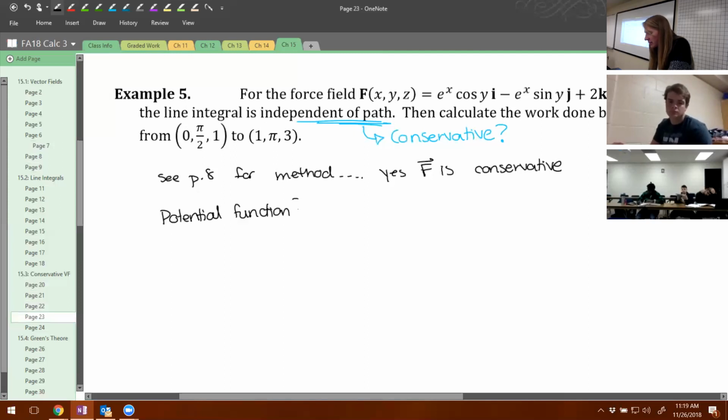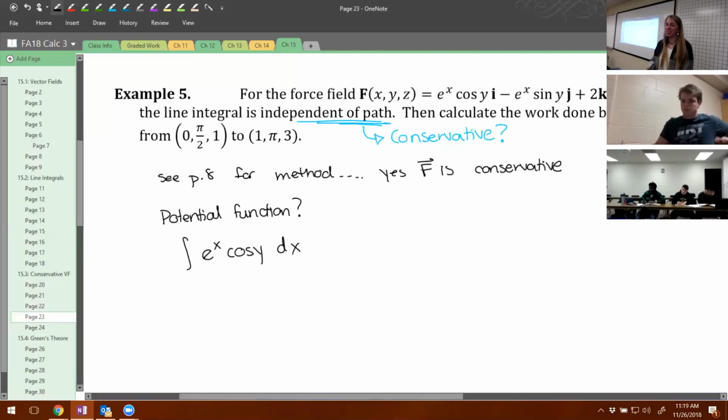Use that time to do this. Okay. How do we find the potential function? You find an antiderivative of M, an antiderivative of N, an antiderivative of P. And let's be a little more specific. When I find the antiderivative of M, which I have written here, it's going to be dx. Just dx. Just that one.